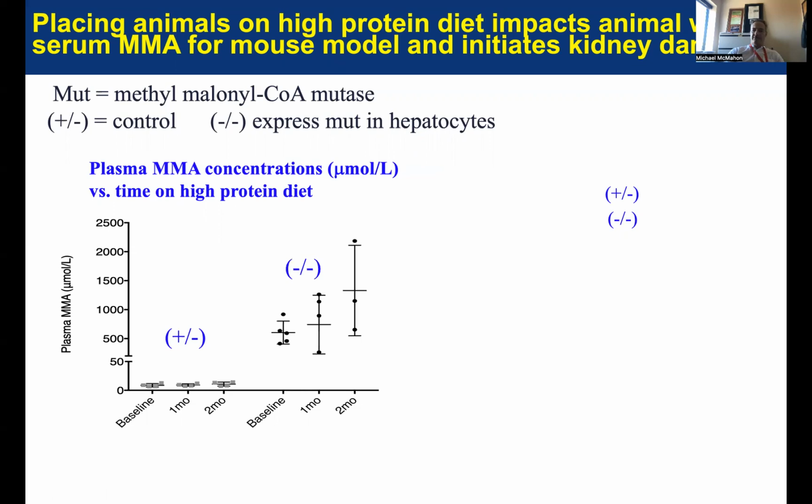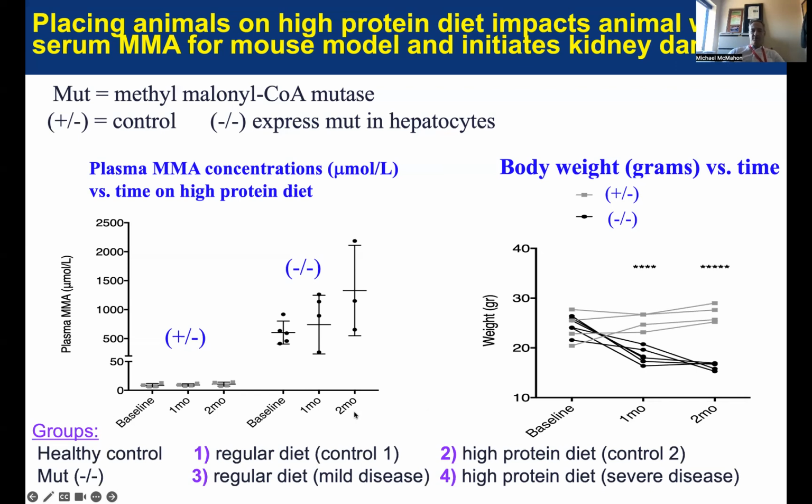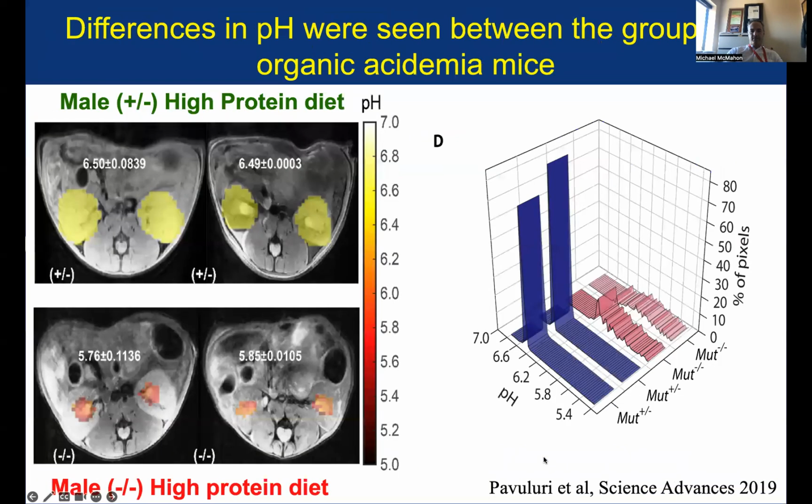However, after even a month of being on a high protein diet, they actually develop very quickly large amounts of MMA in their blood. And then by 2 months on a high protein diet, they lose over half their body weight, which is nasty. And so we looked at a couple different groups. We looked at the unmutated control mice and the mutant mice on low protein diets. And then we also took these controls and the mutated mice on a high protein diet and compared these groups.